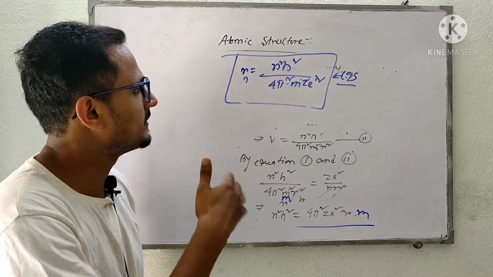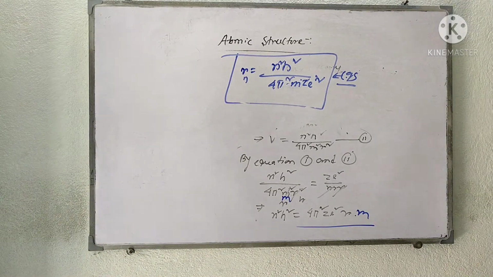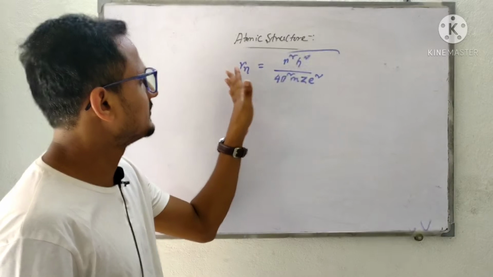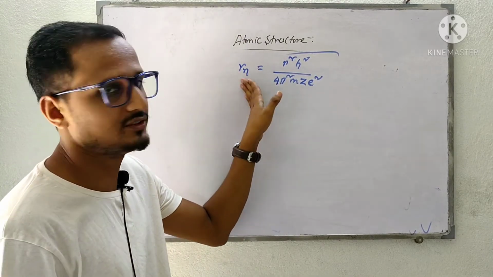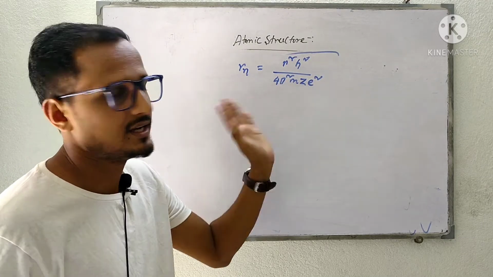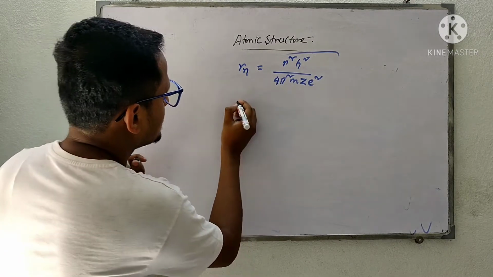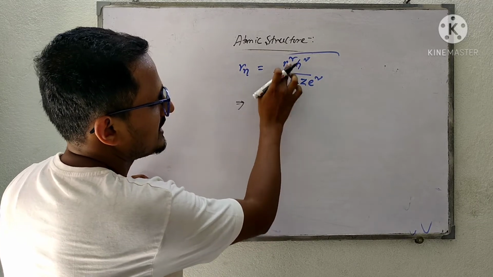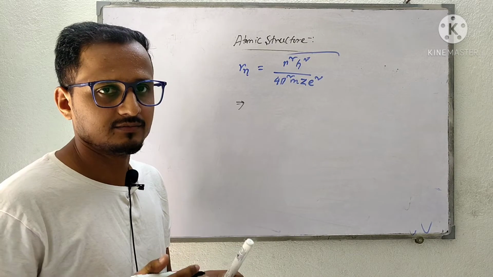Just wait a minute. I'll start the calculation of En also. Okay, so this is the value of the radius of the nth orbit, that is n square h square by 4 pi square m z square. Now here you see all are constant except n square and z, because n is the number of the orbit and z is the atomic number, and atomic number will vary from species to species.